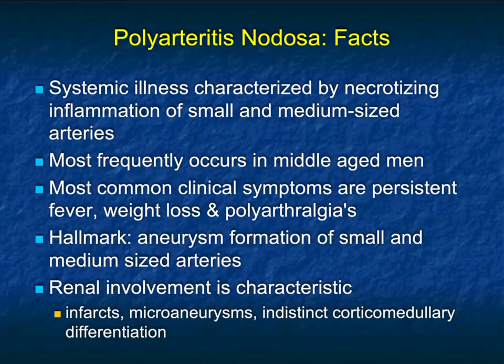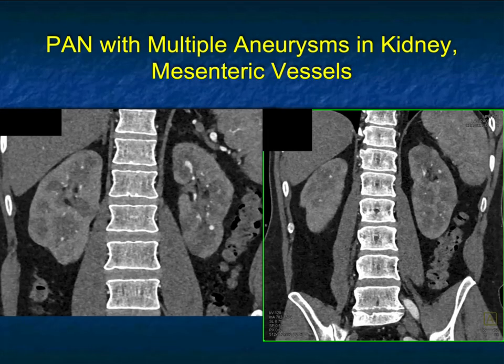So again, aneurysms in small and medium-sized vessels. You also see other problems in the kidneys, from infarcts to loss of corticomedullary differentiation, with the hallmark being a range of aneurysms in small and medium-sized vessels, but numerous aneurysms is going to be the key.